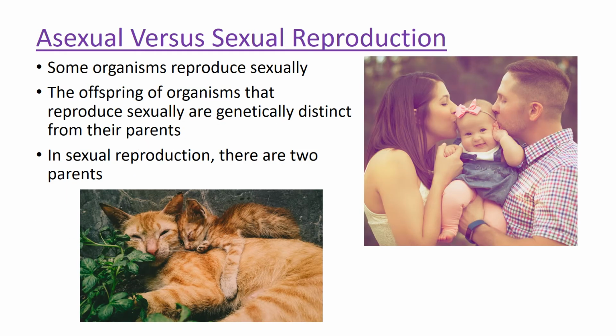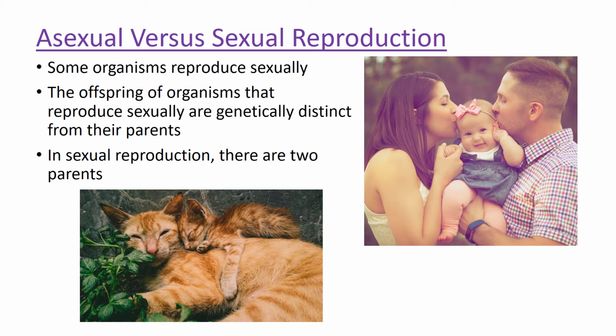Some organisms reproduce sexually. And the offspring of organisms that reproduce sexually are genetically distinct from their parents. They're different from their parents. And in sexual reproduction, there are 2 parents. So sexual reproduction is what we're more familiar with. This makes more sense to us.